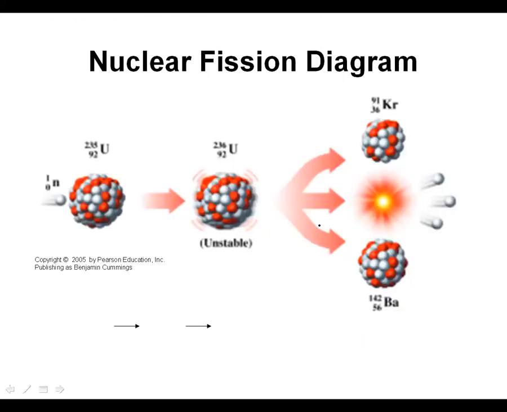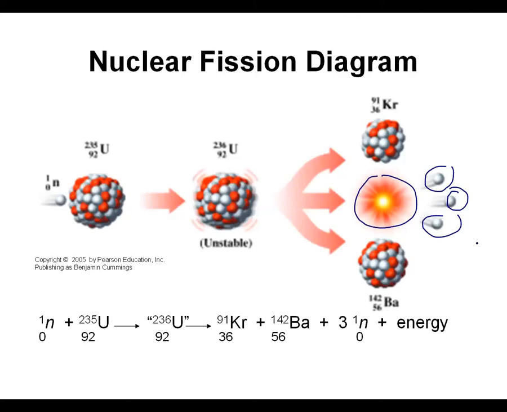And here's a much prettier picture of what's happening. Our neutrons hit our uranium, it becomes unstable and splits off into our new nuclei. Again, lots of energy here. And you can see here, oftentimes we'll produce more neutrons, which, like I said, can keep this reaction going and going.